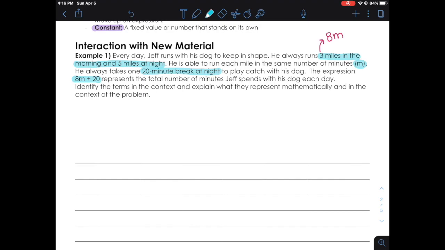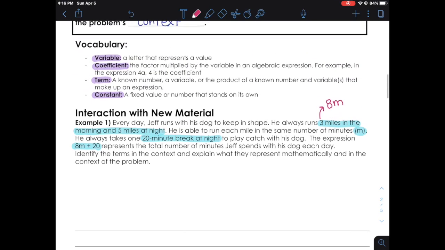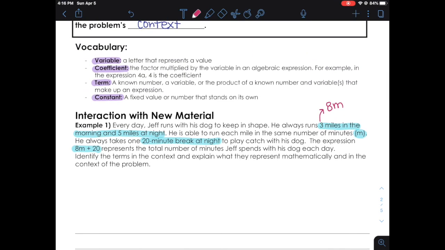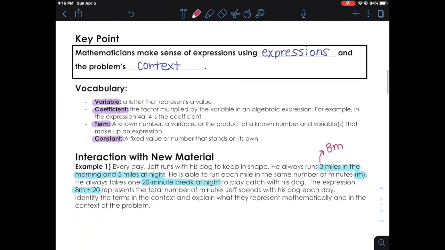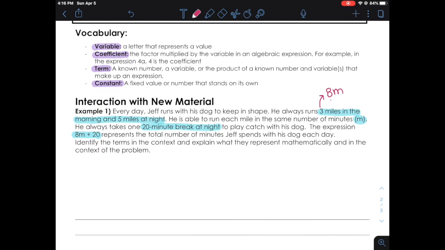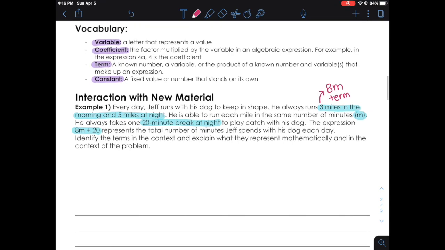So starting at the front, we've got 8M. What do you think 8M is going to be using one of these vocabulary words? Well, if we look back at our previous example, the number that had the variable attached to it, that ended up being our term. So that's going to stay a term. Okay, we already know that M is a variable. And then this 20-minute break, this is something he does every night. So this is going to be a constant because it's constantly happening every time.